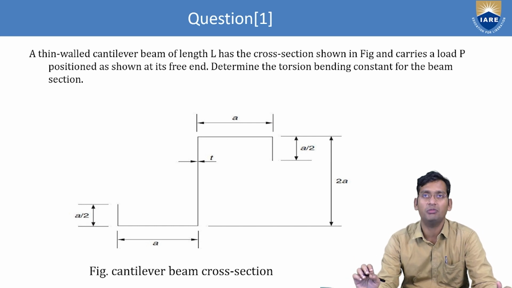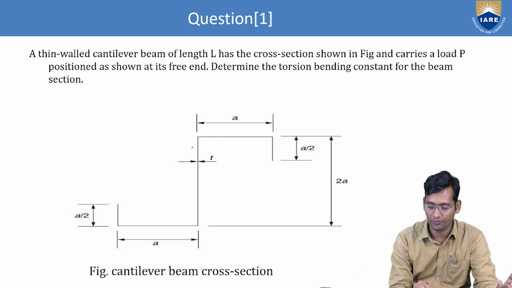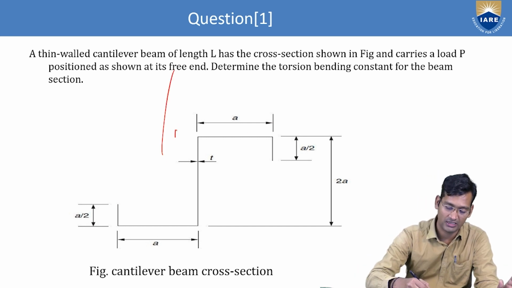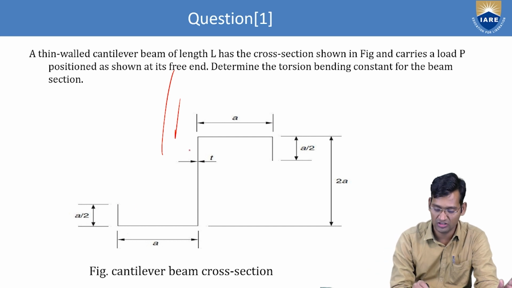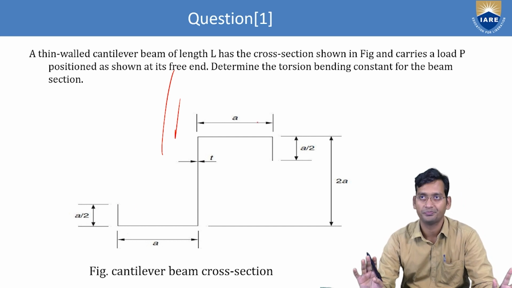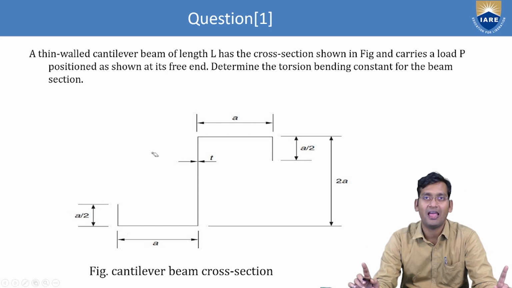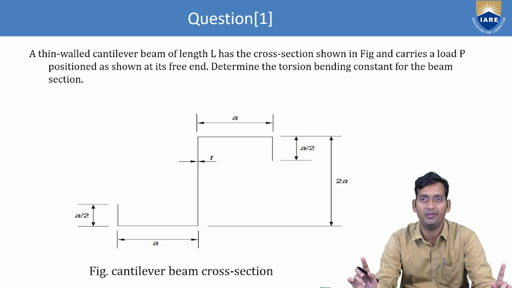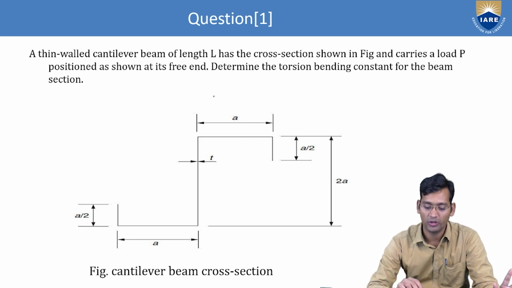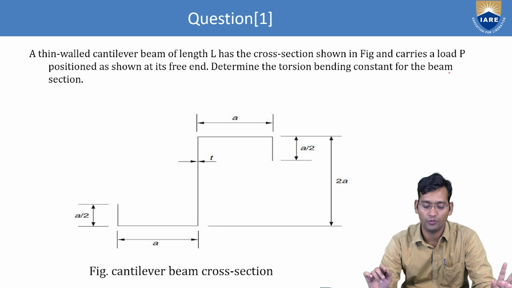A thin walled cantilever beam of length L has the cross section shown in figure. So this is the cross section of the cantilever. That cantilever is at the back side, having the length L. It carries a load P positioned as shown at its free end. Determine the torsion bending constant for the beam section.